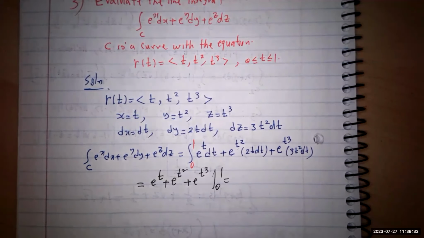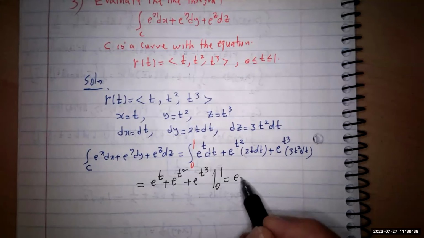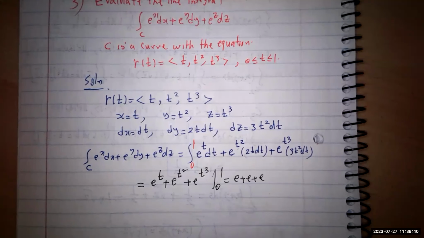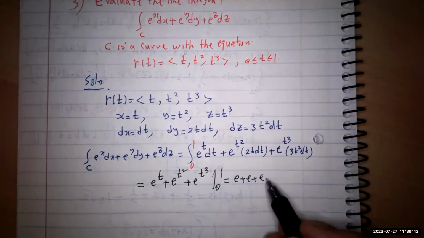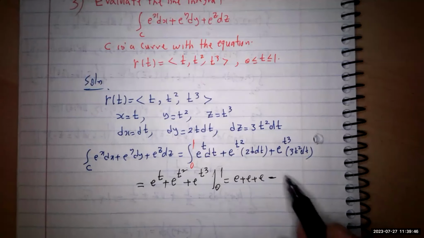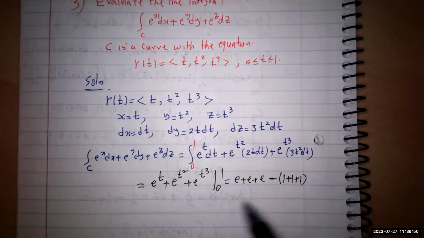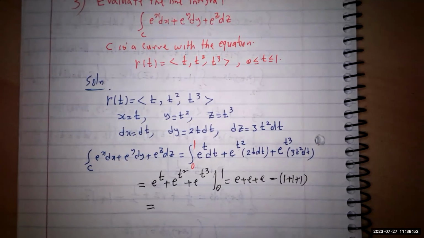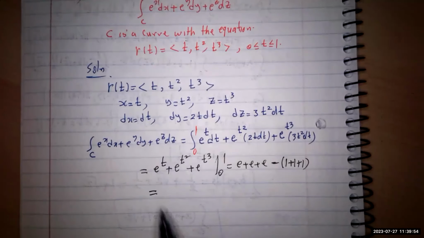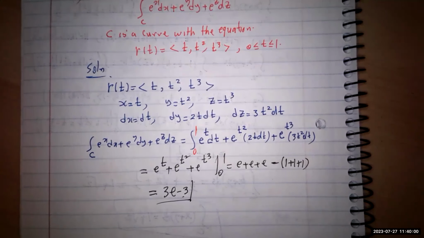Substitute. If you put t equal to 1, that gives you e, minus. If you substitute 0, e to the 0 for all of them would be 1. So we get 1, 1, 1. So the result is simply 3e minus 3. That's it. So the integral would be 3e minus 3.